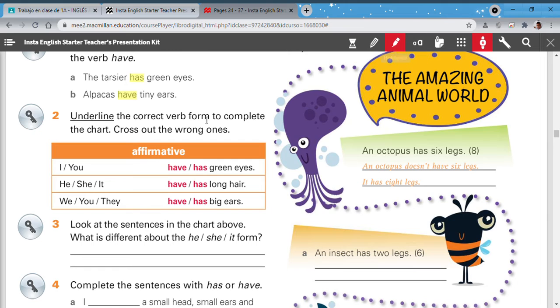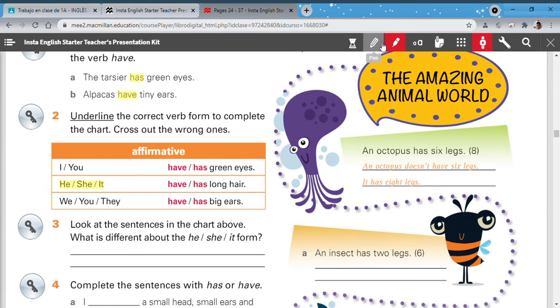Okay? Why? We're going to check it later. Not this now. Listen, underline the correct form to complete a chart. Cross the wrong answers. Okay.